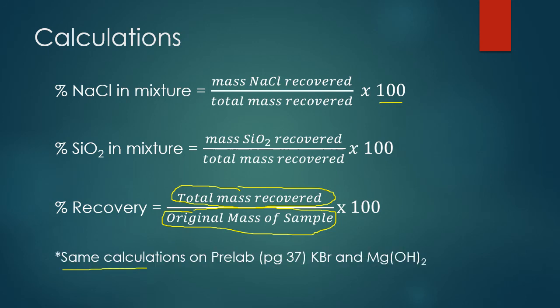Notice these same calculations you need to do on the pre-lab. So don't forget to do the pre-lab portion and submit that with the lab portion. So the pre-lab is on page 37. The mixture that's being separated in that example is potassium bromide and magnesium hydroxide. So you will use these same equations to figure out the percent of potassium bromide in the mixture, the percent of magnesium hydroxide in the mixture, and also the percent recovery. So use these same steps.